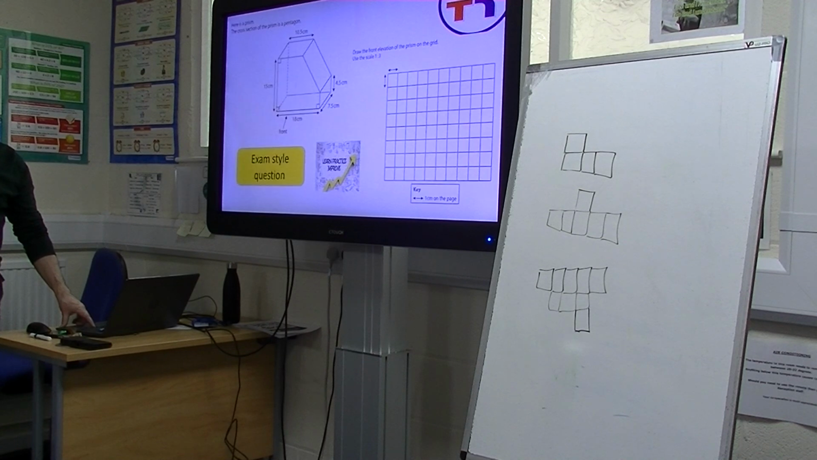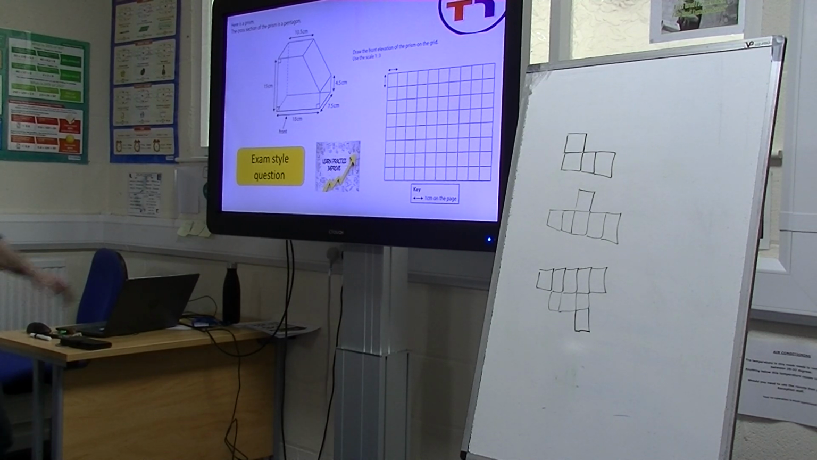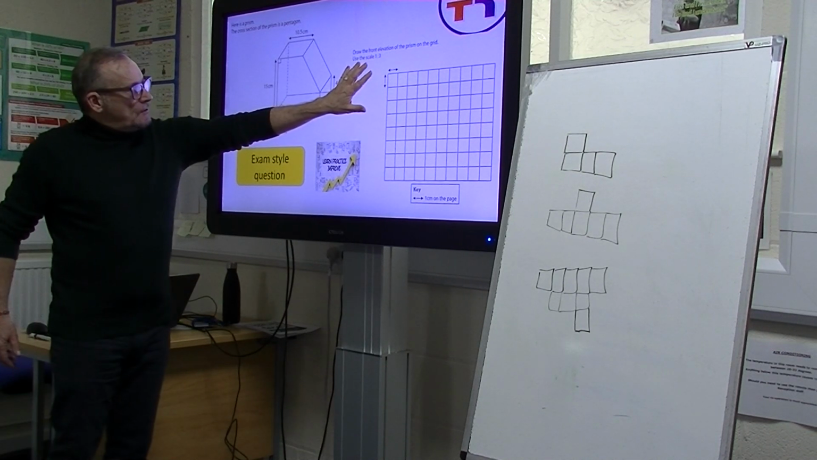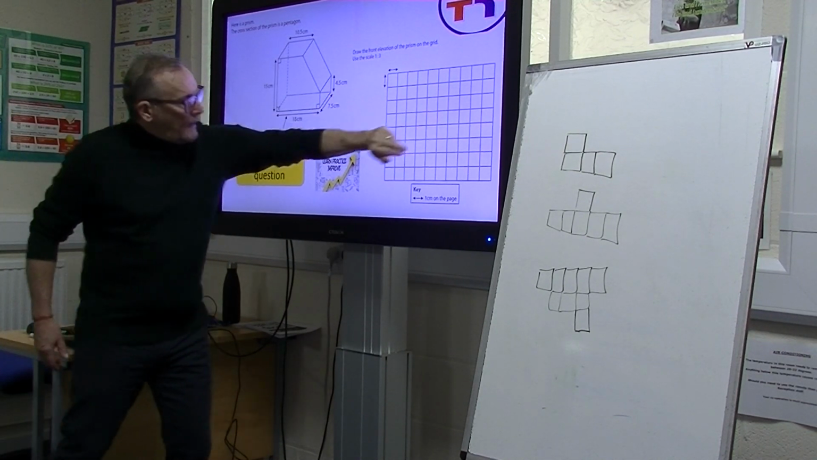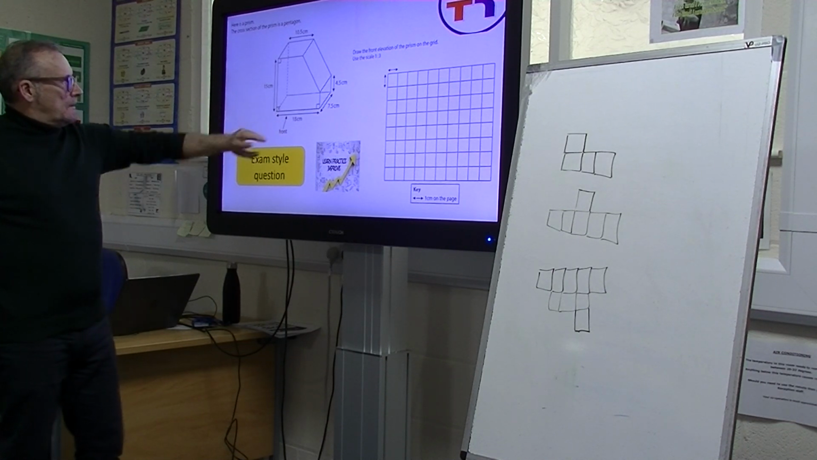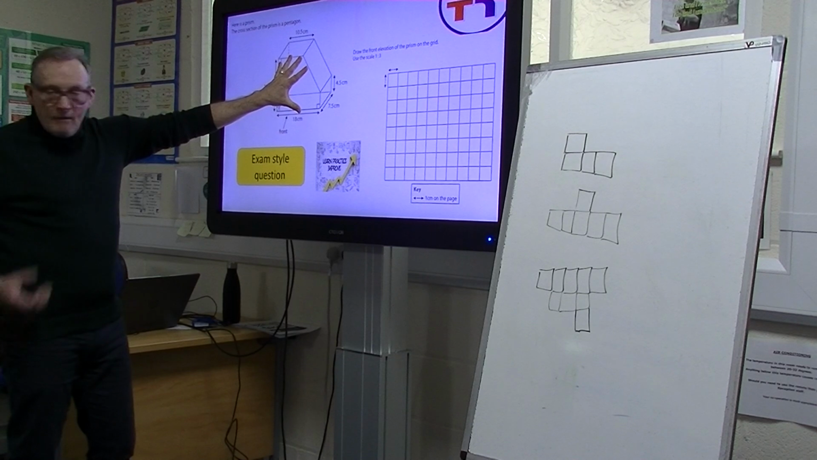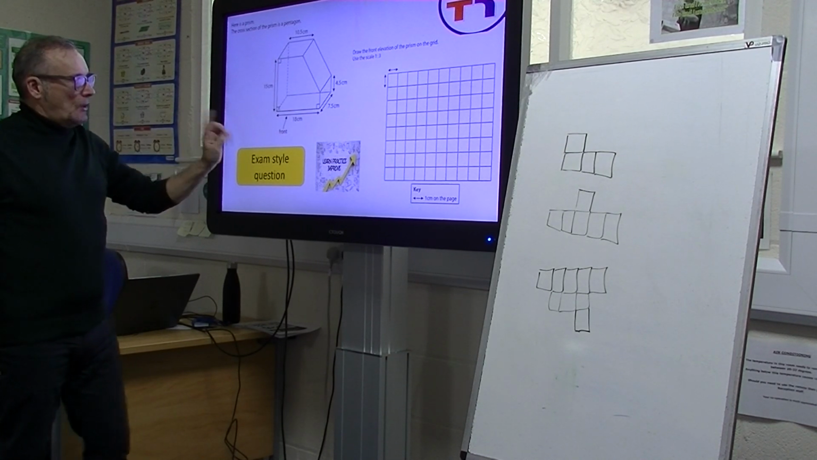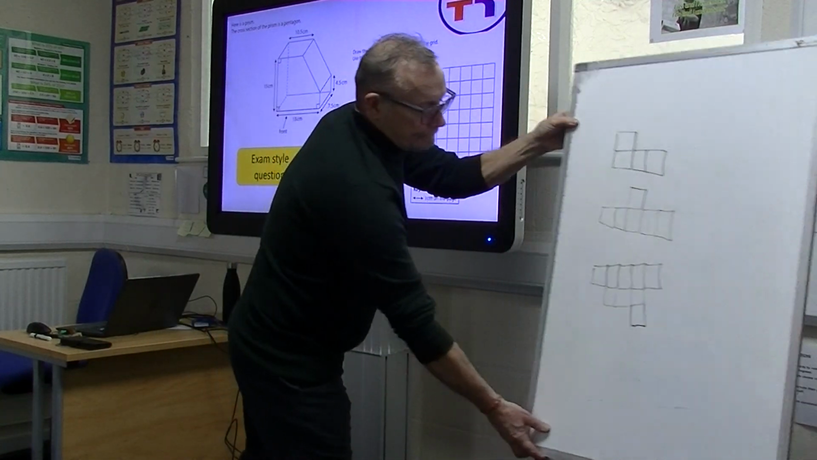And it doesn't matter what kind of shape you get. If you get that shape, it's the same kind of thing. They've added a little bit extra in here. It's an exam style question. It says draw the front elevation of the prism on the grid, that grid there, using the scale of 1 to 3. So basically, we're making that 3 times smaller. Yeah, 3 times smaller. So I'm going to do the drawing. You're going to tell me what to draw.